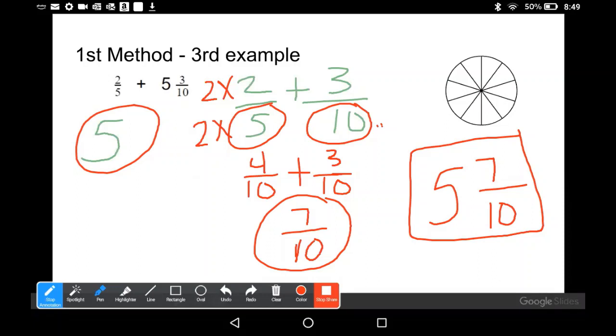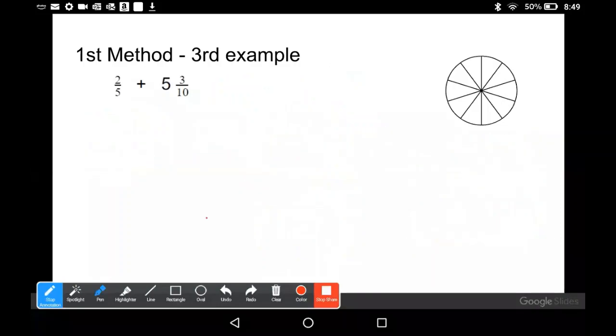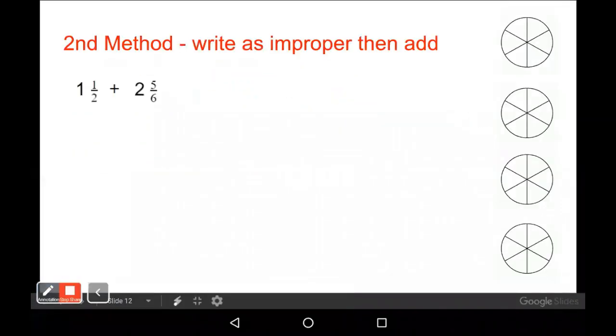Confused? Let's watch the second method. Okay, the second method may make more sense to you. We'll see. Like I said, one method's not better than another. This first method is actually the method I like to use, but the second method is just as good. Okay, second method, I'm doing the exact same examples, but I'm doing it with the second method.